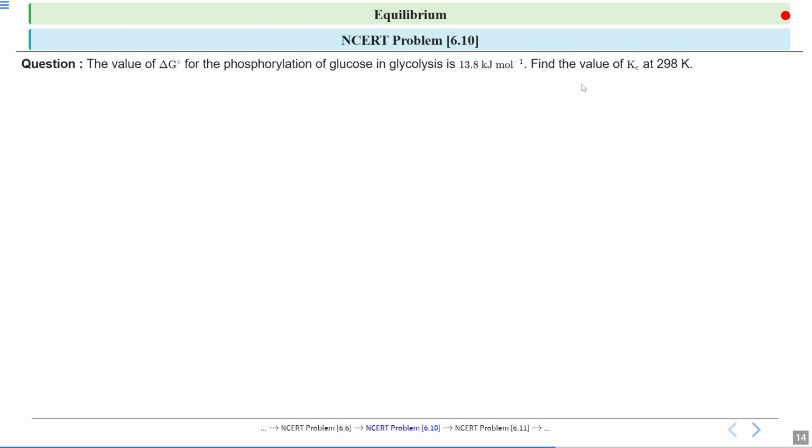Now, in this question, you have to use today's concept of the delta G naught equals minus RT ln K equation. Remember that equation? It's very simple. So I am giving you a hint in this way. Your time starts now. It's very simple. Just put the values and you will get your answer. Okay.